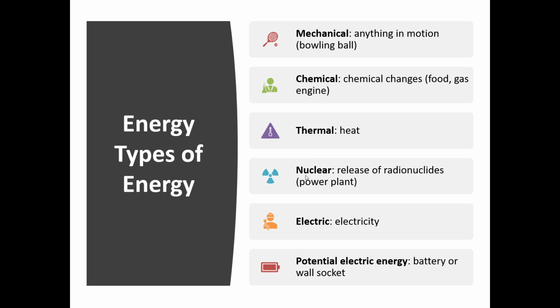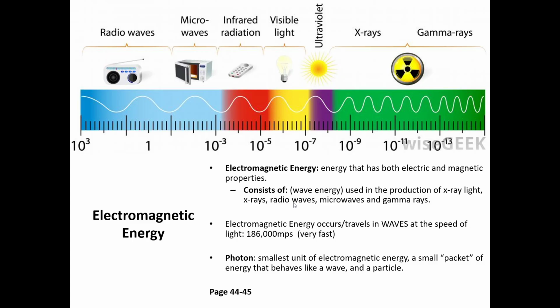Nuclear energy is powering things with releasing radionuclides, which are unstable atoms that have their nuclei decaying and shooting off protons and neutrons. Electrical energy is the concept where current moves through wires, and that's a type of energy. And then potential energy, this is more of alternating current. This is more of direct current or batteries. So potential electric energy talks more about having those acidic batteries that we use to store electrical charge. So that's potential electrical energy.